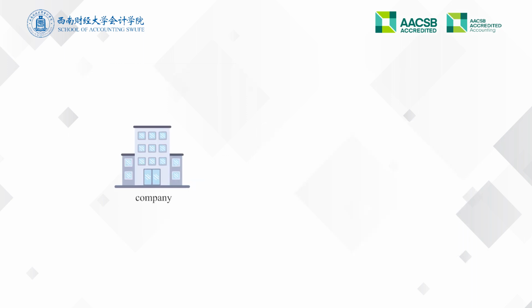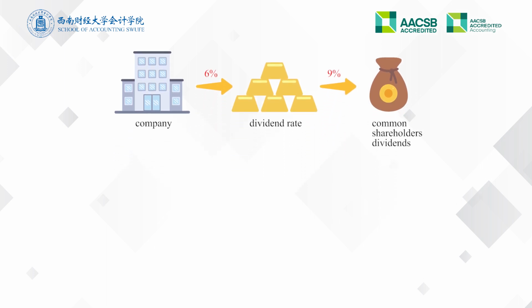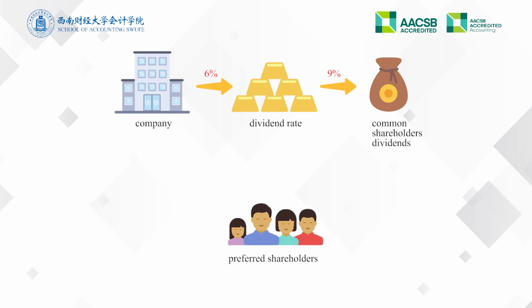For example, if a company has preferred shares with dividend rate of 6%, and the company pays common shareholders dividends that are valued as 9% of common par value. 9% is higher than the 6%. If the preferred shareholders have no participating right, they might be unhappy with the fact that their fixed dividend rate is lower than the common holders' return.